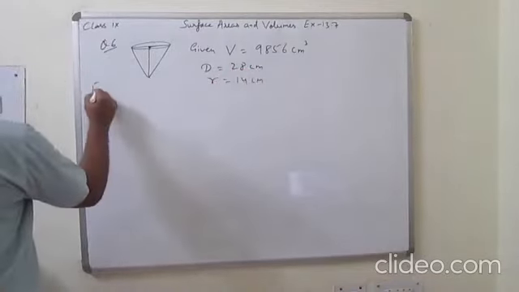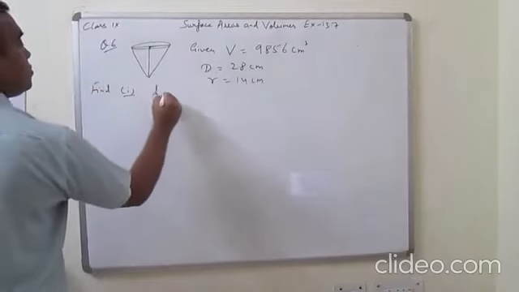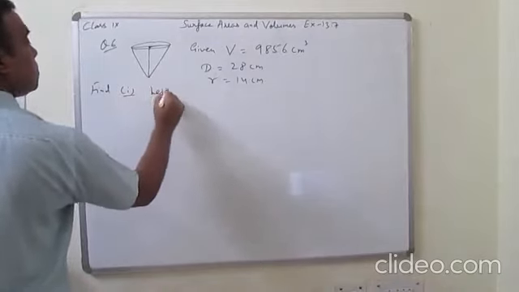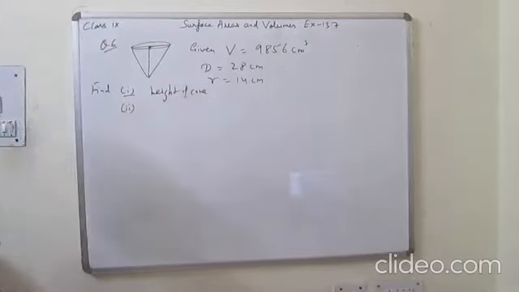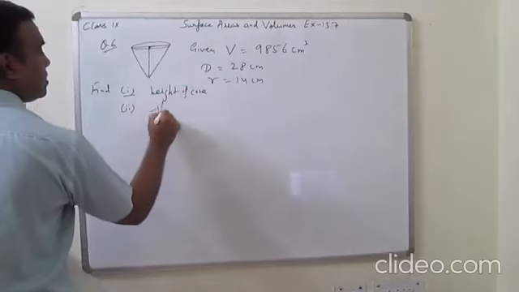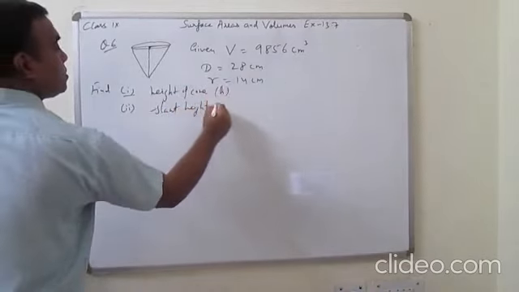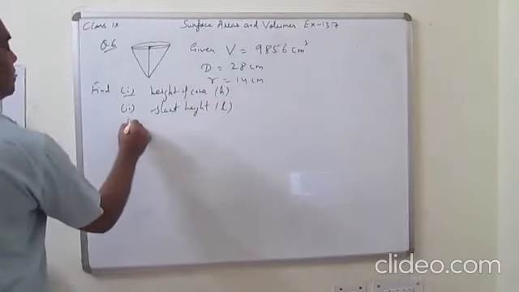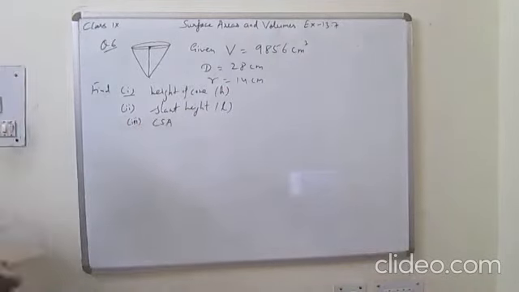You have to find number 1, the height h of the cone. Second, you have to find the slant height L. And third, you have to find the CSA of the cone. Now, one by one, I will find.